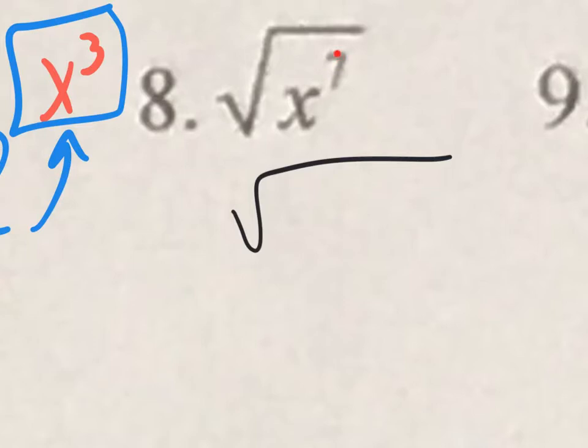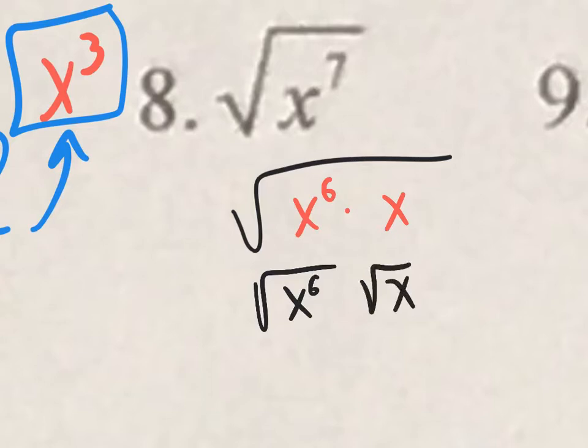What would you like to have in here? Not a 7. You'd like to have an even power. Yeah, so you could divide it by 2, right? So you don't want a 7. You'd like an 8 or a 6. So it's easy to rewrite it to get the 6. All you have to do is say x to the 6 times x to the 1. And then you split it.